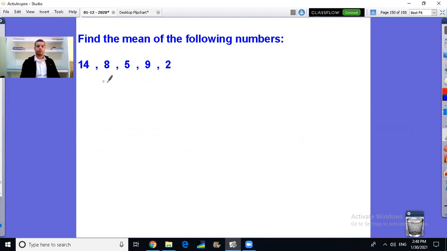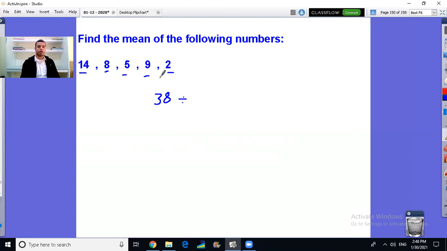Add all of them up. I'm going to add, for example, here, the 8 with the 2 is 10. 10 and 14 is 24. 24 and 5 is 29. 29 and 9 is 38. Now, mister, I added all of them up. Then divide them by how many they are.